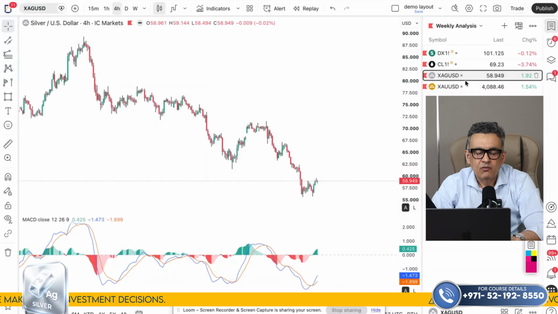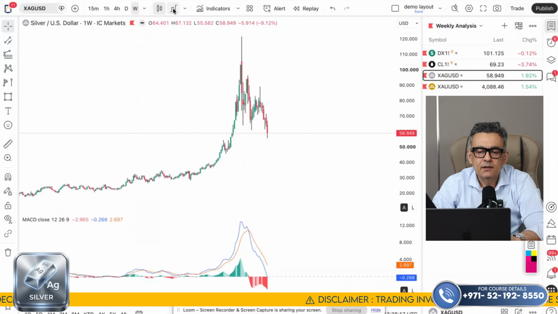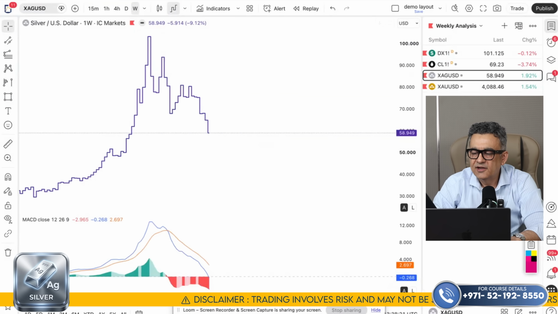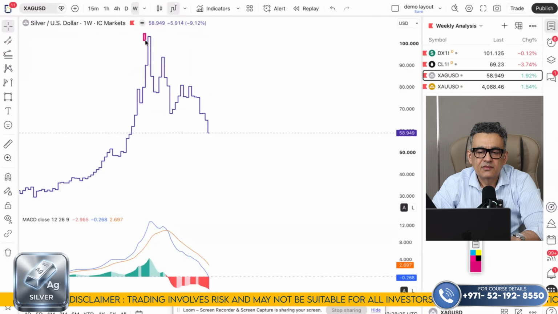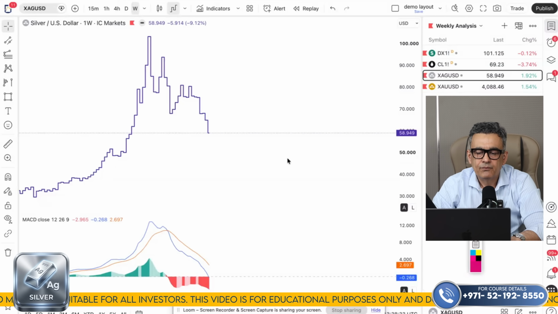Now I'll move to silver here. Now I'll be moving to weekly and turning it into a line chart here. On the basis of the line chart, the weekly pattern is bearish at the moment. So this is high, higher high, lower low, lower high, and lower low. No reversal in sight on the weekly frame.